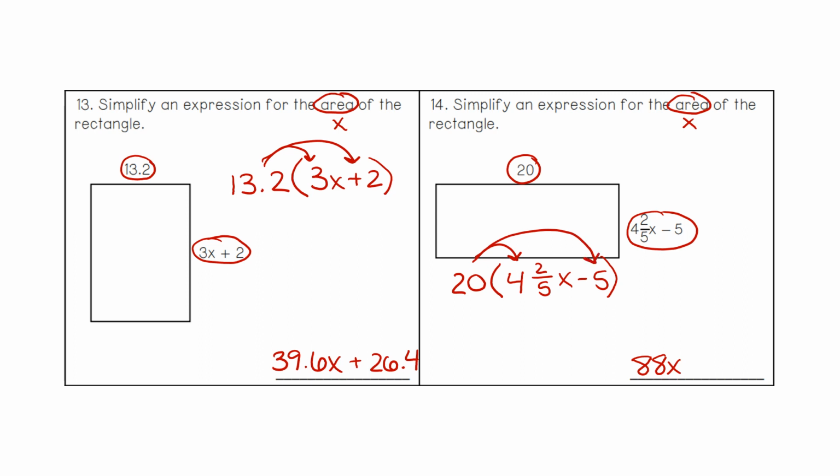And when you multiply the second set of numbers, 20 times negative 5 would give you a value of negative 100.